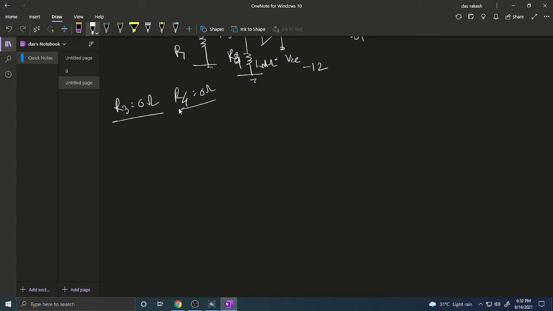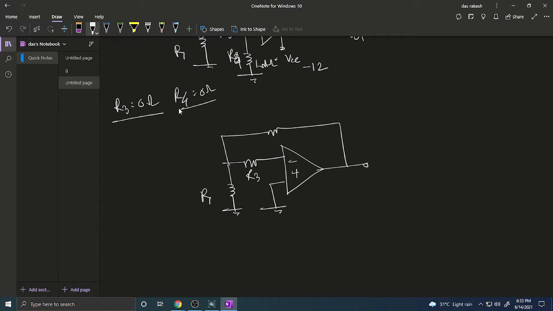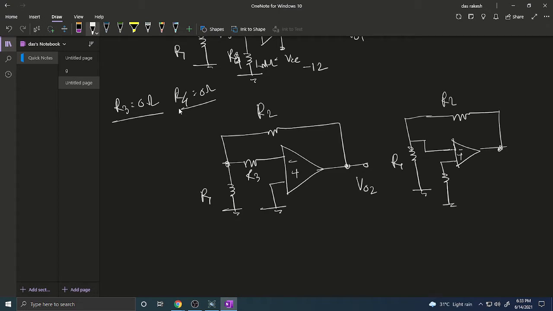In the same circuit, again we draw the operational amplifier, and here are R3, R1 and R2, and now R4 is short circuited. In this situation, the voltage at the output is known as V02. This is the second circuit. In the third circuit, again we draw the same circuit. There is one simple change: now R3 is short circuited, R4 is present. At this condition, the output voltage is called V03.